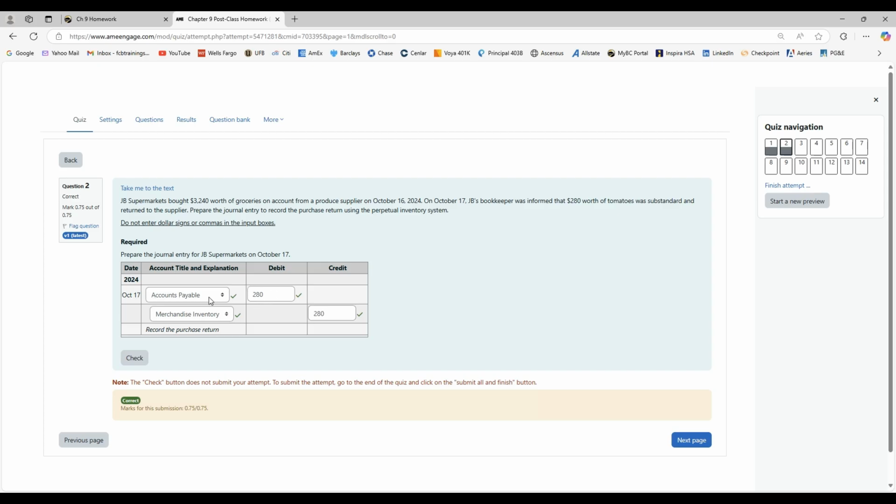Remember, accounts payable is a liability, so it increases with a credit. So it would have been $3,240 originally, but now we said, oh, we don't want this portion of the stuff we bought, and so we're going to reduce a piece of that $3,240 for that return. And we returned the inventory, so that's an asset, credit is a decrease. We don't have that $280 worth anymore because we sent it back.